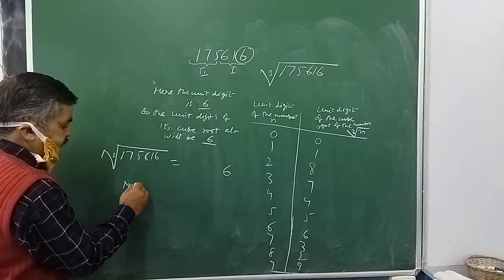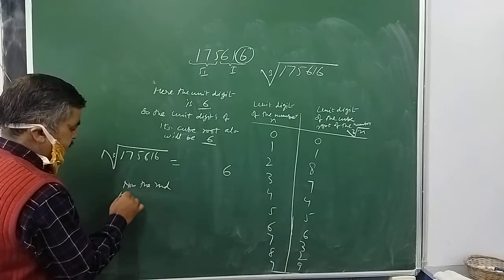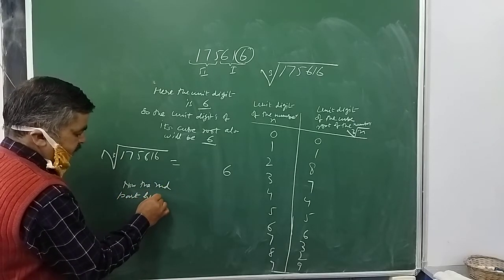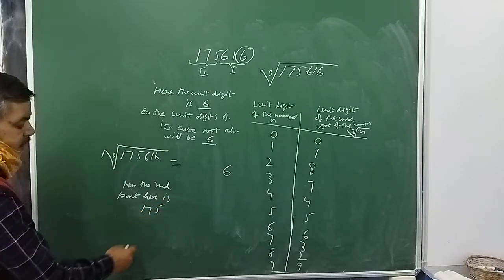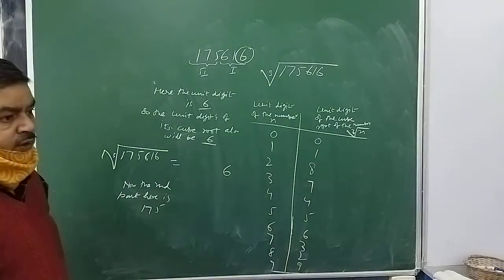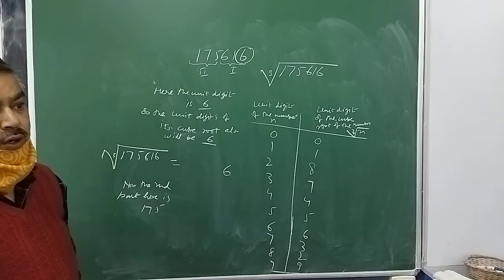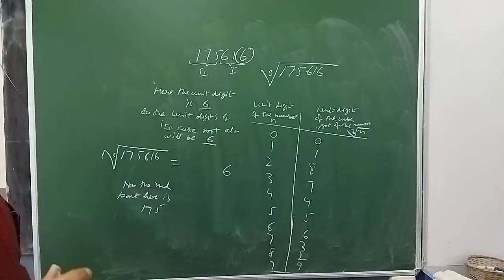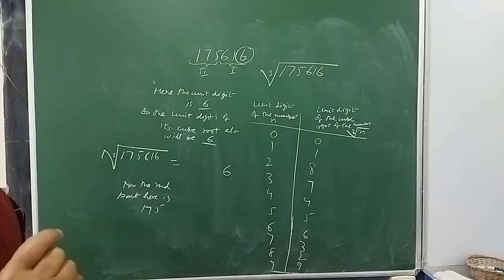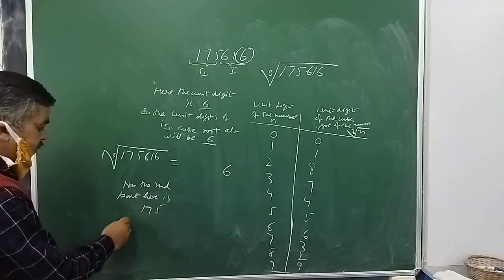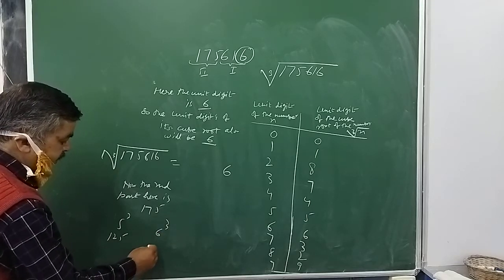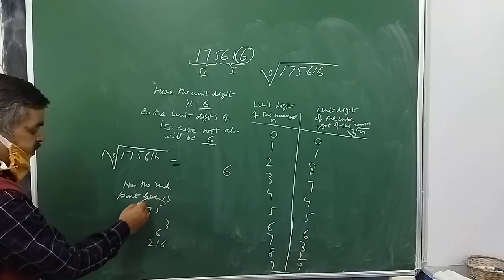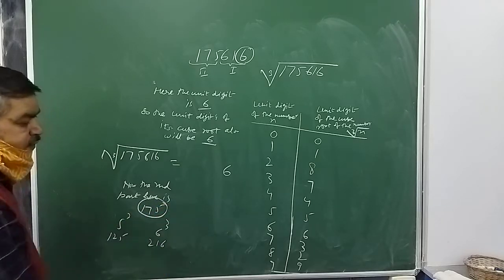Now the second part here is 175. For this 175, you try 1 and 2. 1 cube is 1, 2 cube is 8. Between which two numbers' cubes is this 175 lying? If I take the cube of 5, it becomes 125. 5 cube is 125. And 6 cube is what? 216. So 175 is lying between the cube of 5 and 6.